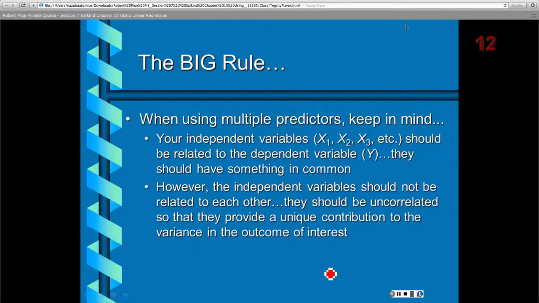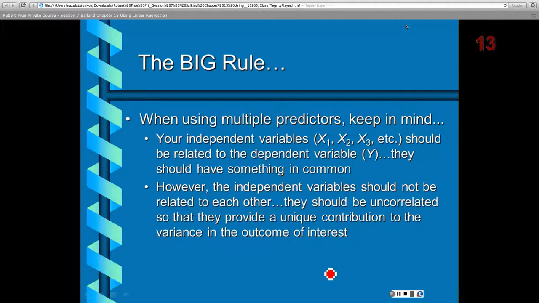The independent variables could be things like how many cookies I eat, number of cookies eaten per day. That's a great independent variable. It's a predictor of my weight. Exercise could be another one. Another one could be cupcakes.